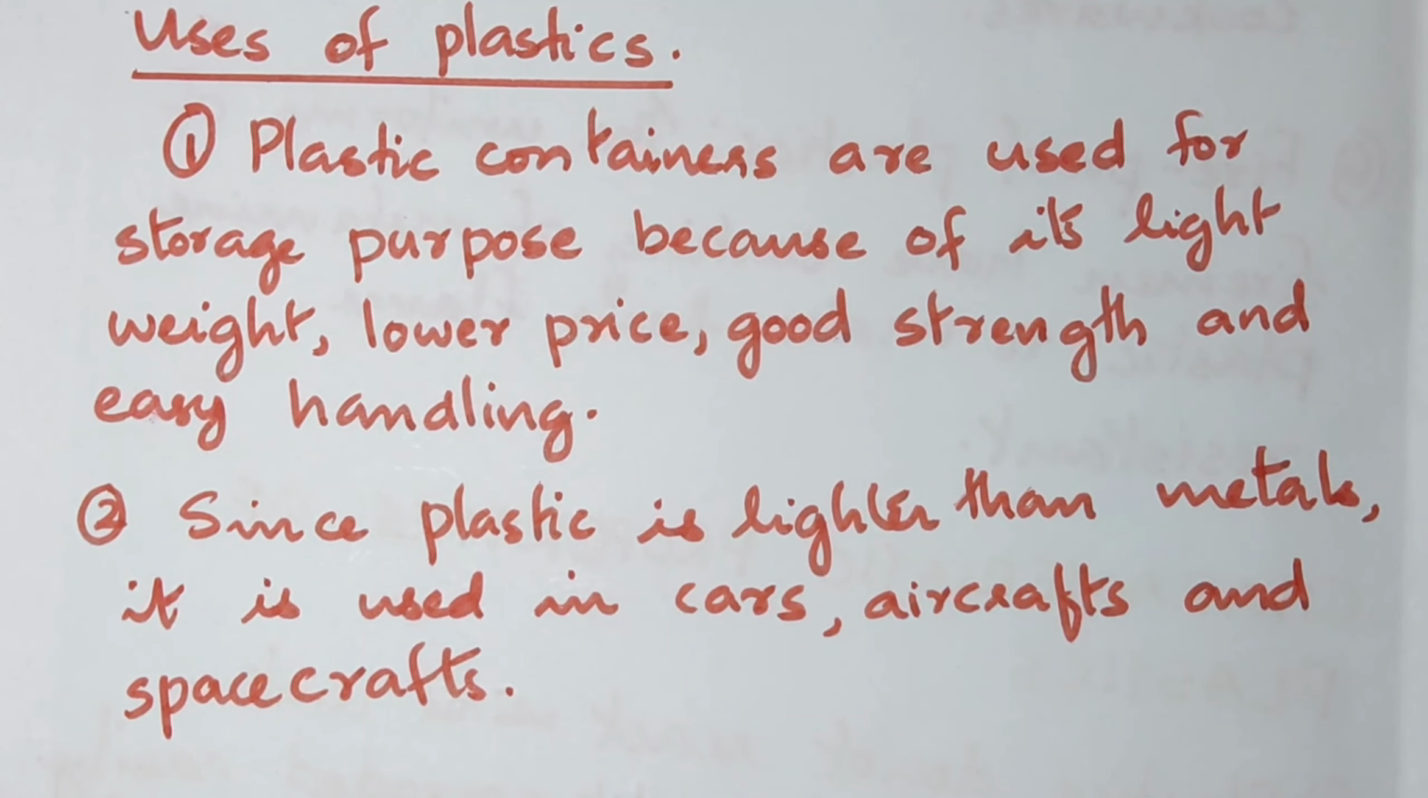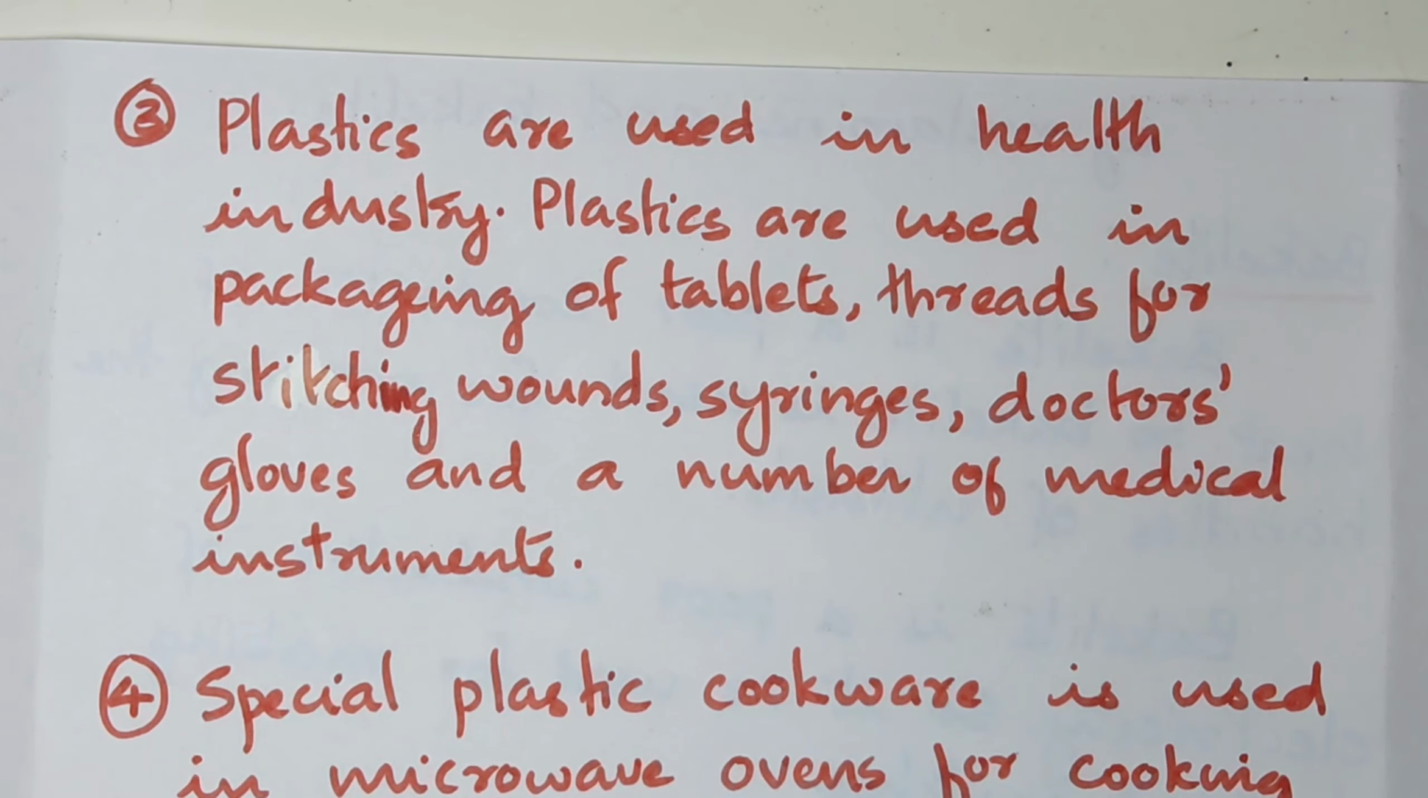Uses of plastics. Plastic containers are used for storage purposes because of their light weight, lower price, good strength and easy handling. Next point, since plastic is lighter than metals, it is used in cars, aircrafts and spacecrafts. Third point, plastics are used in the health industry. Plastics are used in packaging of tablets, threads for stitching wounds, syringes, doctors' gloves and a number of medical instruments.